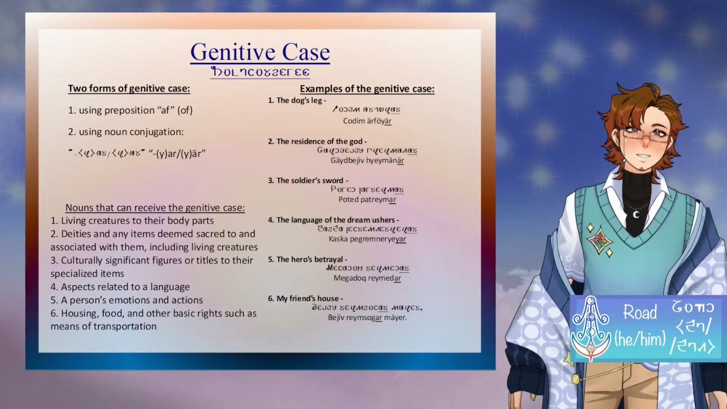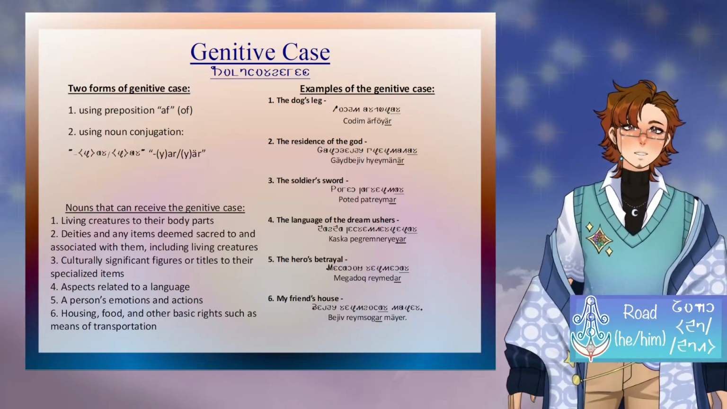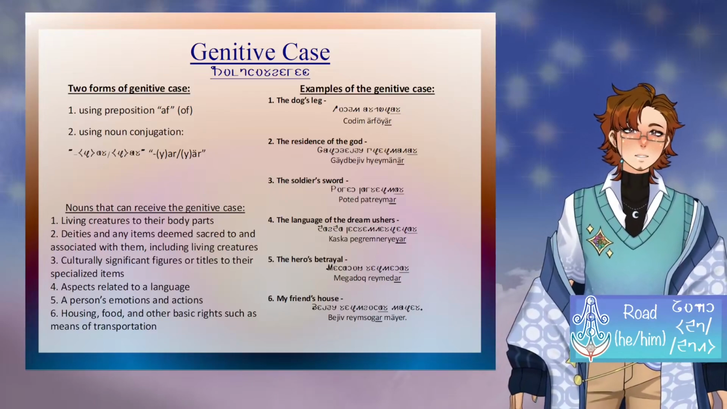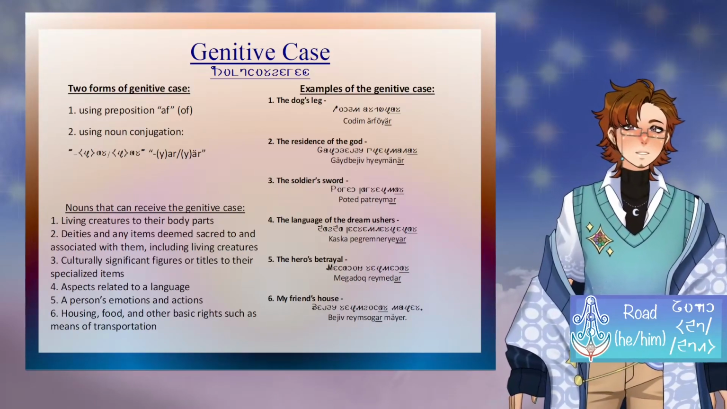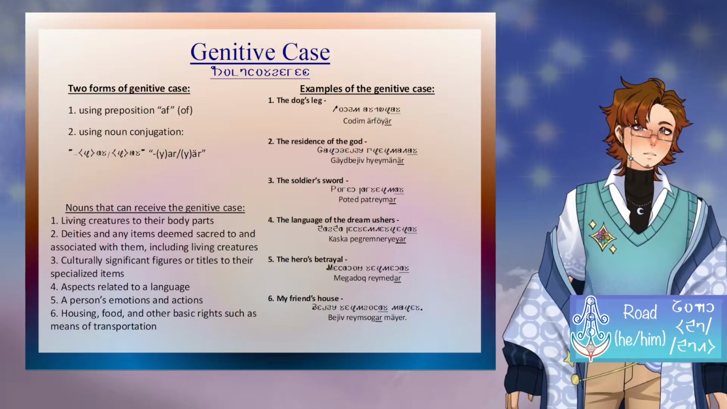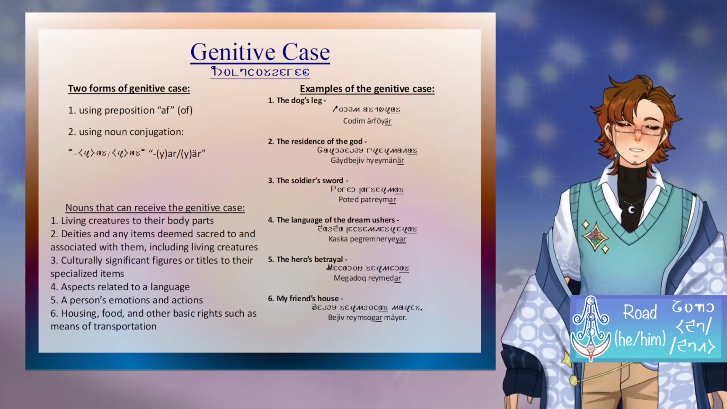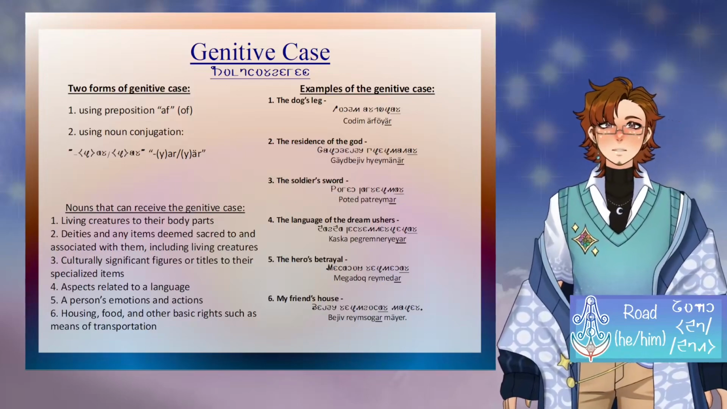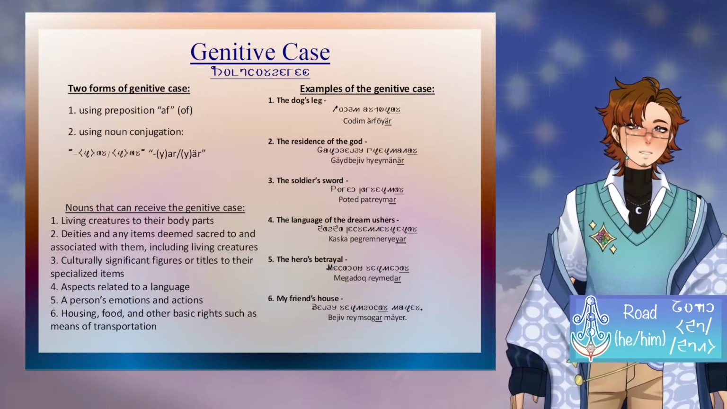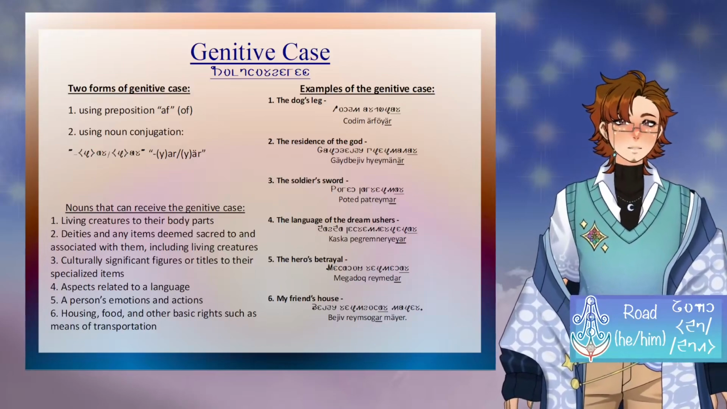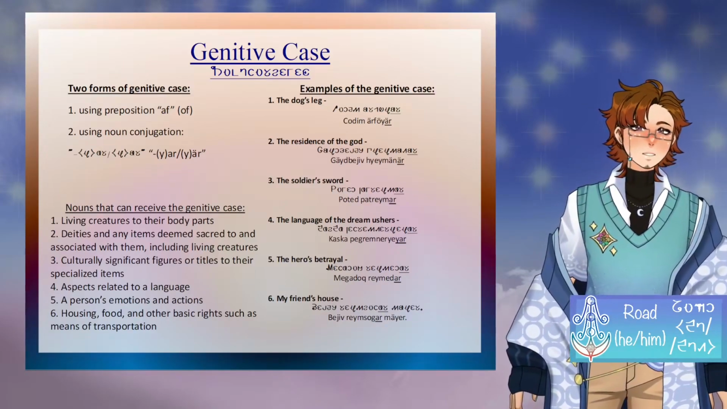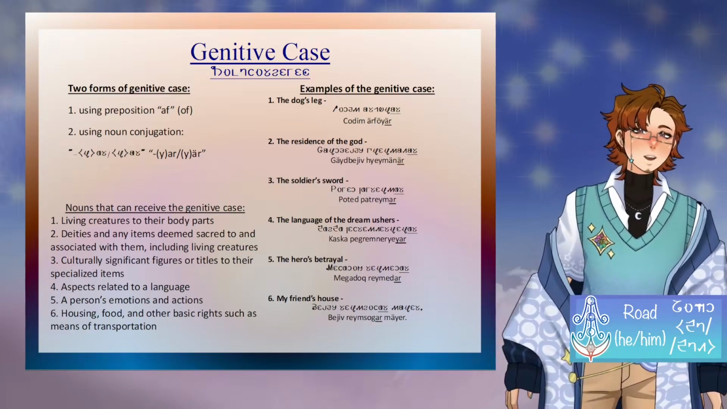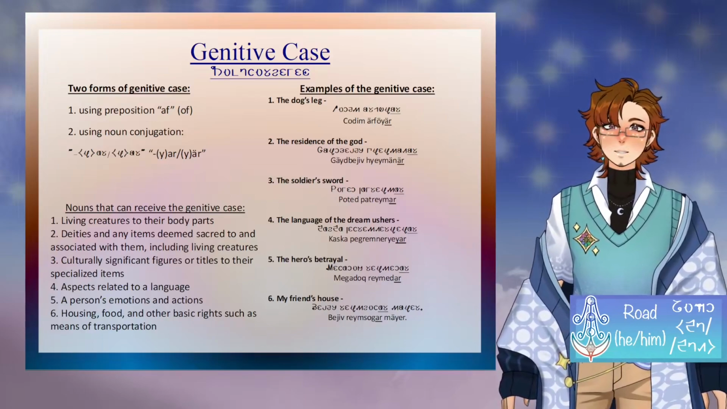We have the language of the dream ushers, or Kaska Pegramneriar. We have the hero's betrayal. More specifically, this word that is mentioned in regards to betrayal is the action of betrayal, not a feeling of betrayal. Megadok Reimedar. Finally, we have my friend's house. Beshiv Sogar Mayer. Obviously put in the nominative genitive now in this case.